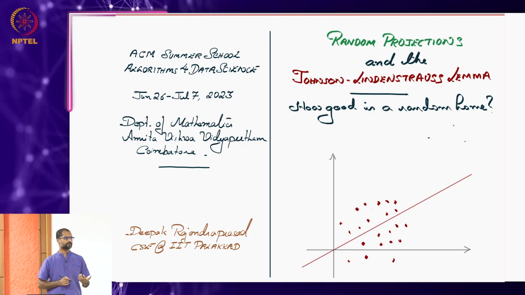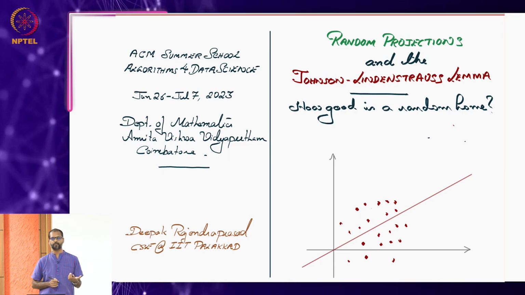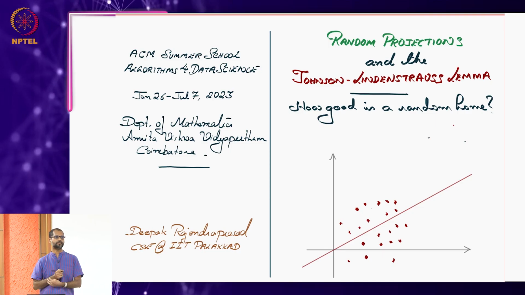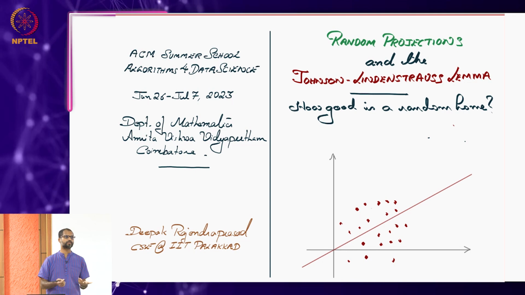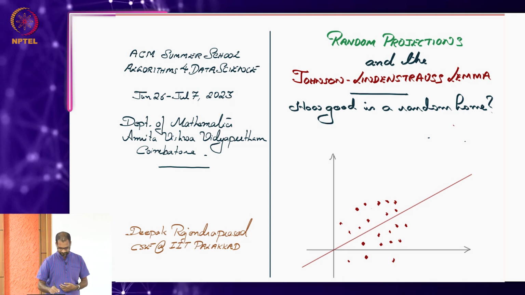What is different from SVD is that SVD was a carefully chosen low dimensional subspace. Now, this is the other extreme. It is a randomly chosen k-dimensional subspace. We will have to again formally define how to randomly choose a subspace, but we will see that.